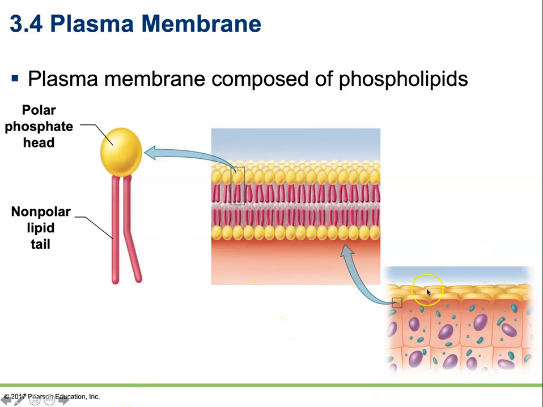You may remember this slide earlier from last chapter when we talked about phospholipids. Remember that there is a polar phosphate head and two nonpolar lipid tails. Does anybody remember what polar means? Polar means that this part of the phospholipid is going to be hydrophilic. Hydrophilic meaning water-loving. So this polar phosphate head is going to orient itself towards the extracellular fluid and the cytoplasm, both the outside of the cell and the inside of the cell.